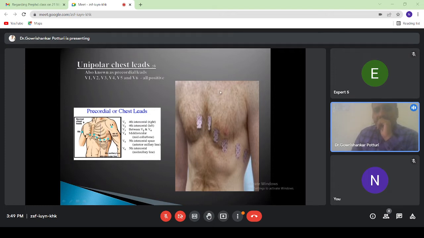V4 is the mid-clavicular line, exactly mid-clavicular line in the 5th intercostal space. Now V3 will be exactly in between V2 and V4. Then V5 will be the fifth intercostal space, anterior axillary line. Then V6 will be the mid-axillary line, fifth intercostal space. So this is the placement of unipolar chest leads. Now you have to understand that all the chest leads are positive.